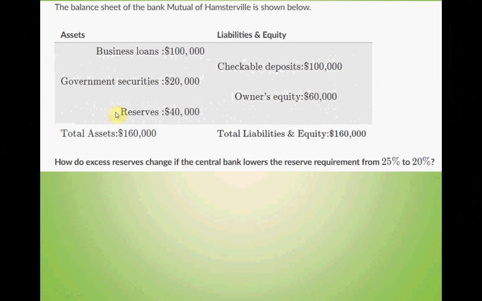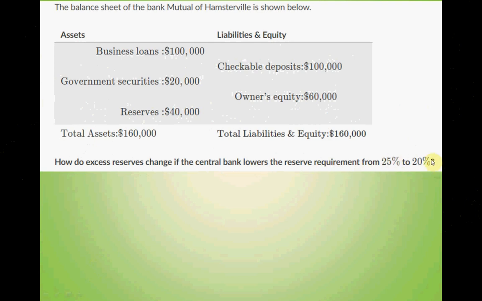All right. The balance sheet of the Bank of Mutual Hamsterville is shown below. Man, this is so much stuff, and you're probably thinking, oh, I don't want to read all this. Okay, well, let's just skip down to the question first. How do excess reserves change if the central bank lowers the reserve requirement from 25% to 20%? So much of this we can ignore.